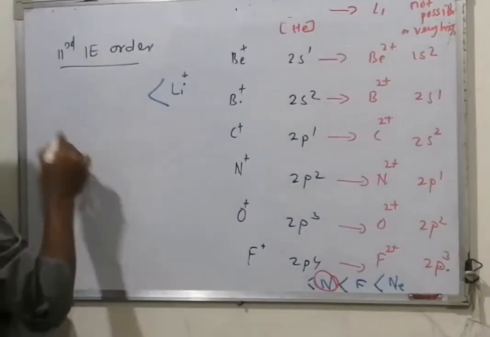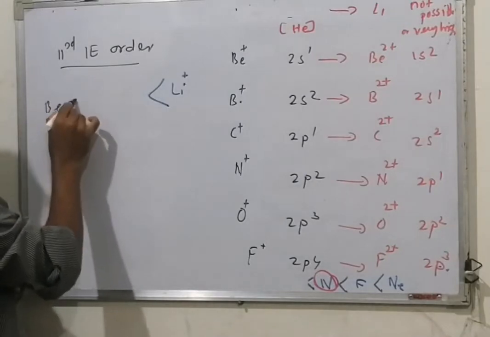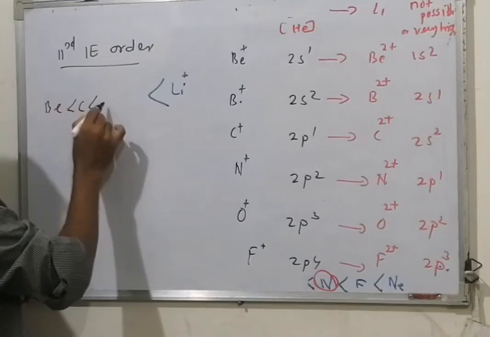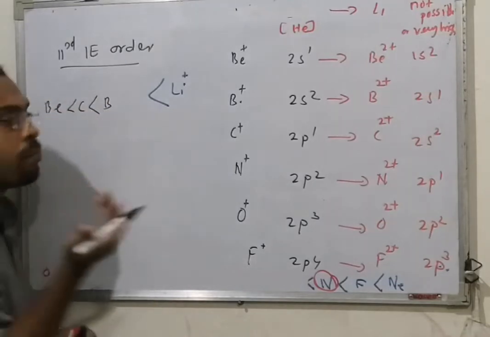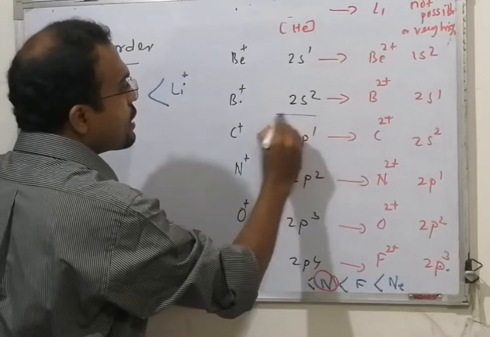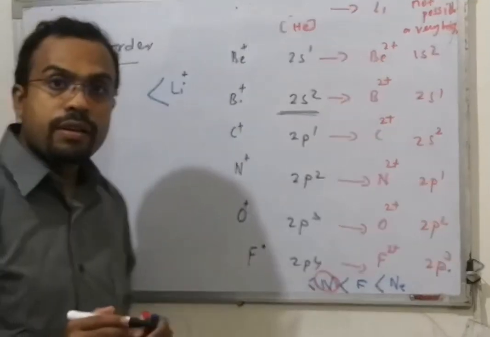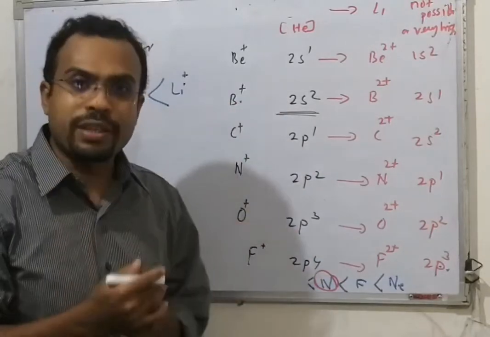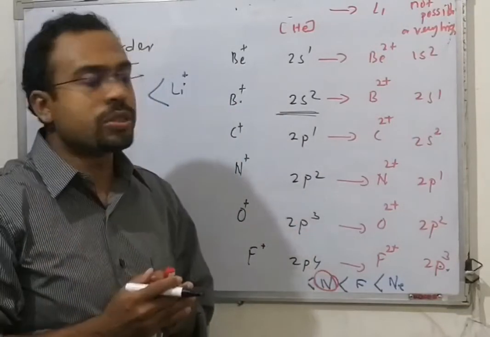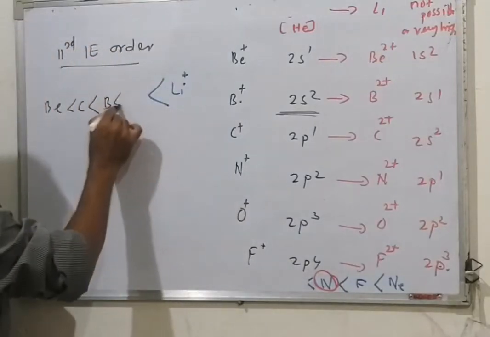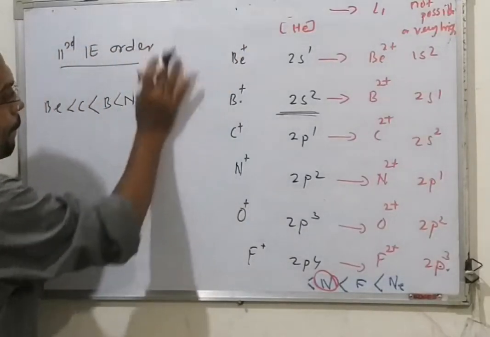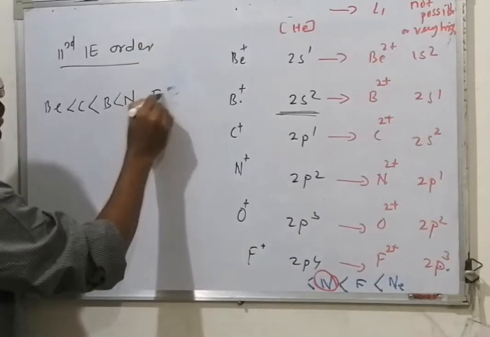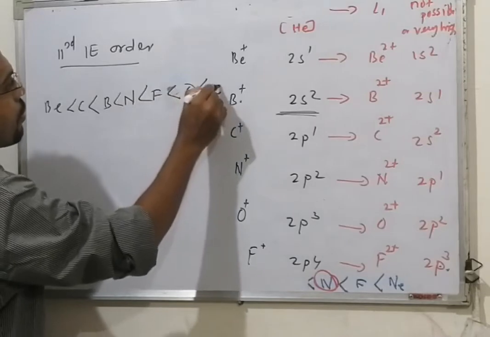Now in the beryllium, carbon then boron. Why? Because in the second ionization energy, boron plus has a fulfilled configuration. Please understand, my students. Then nitrogen, then oxygen, then fluorine, then oxygen, then lithium.